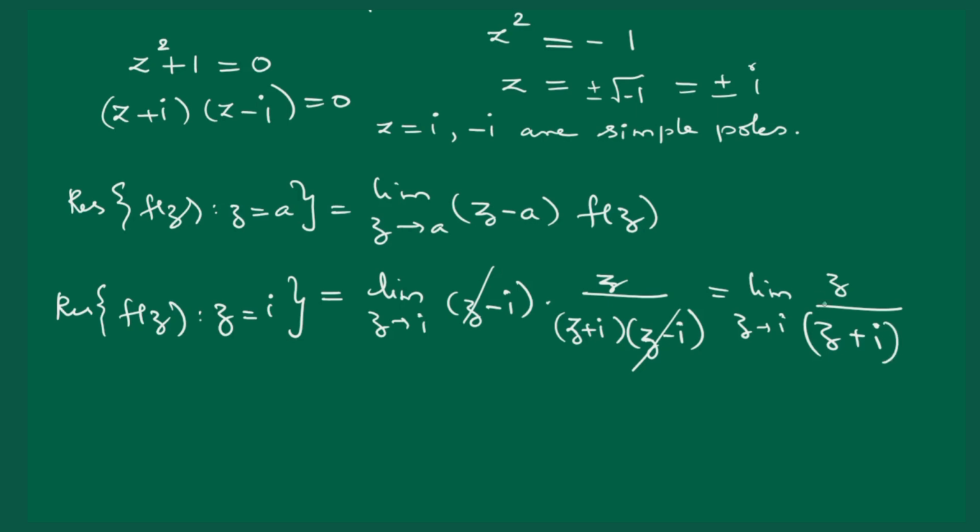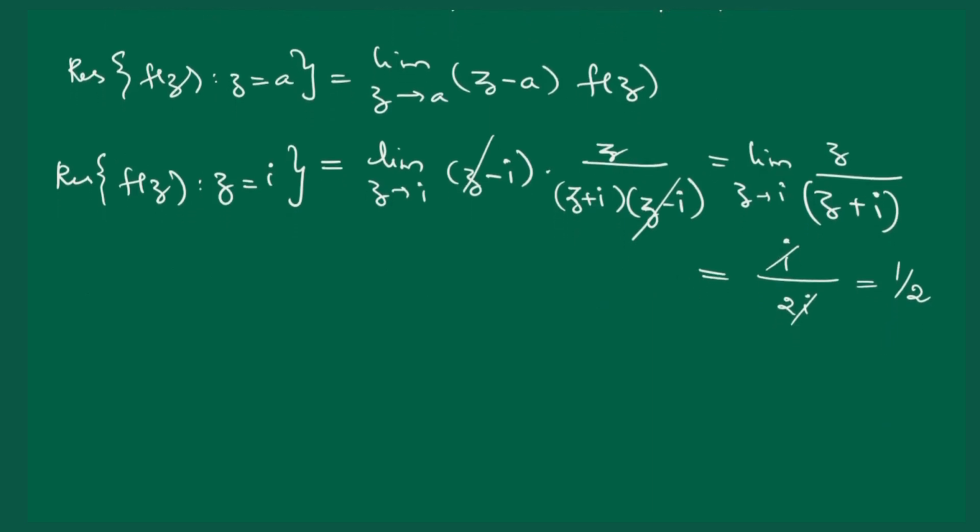So now here we have to substitute the limit z equal to i, which is equal to i divided by 2i. So here i gets cancelled, that is, i plus i is 2i in the denominator. So the answer is 1 by 2. Clear? Next is to calculate the residue for the other pole.